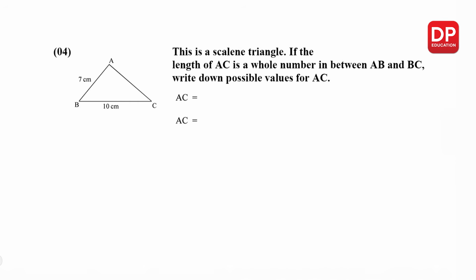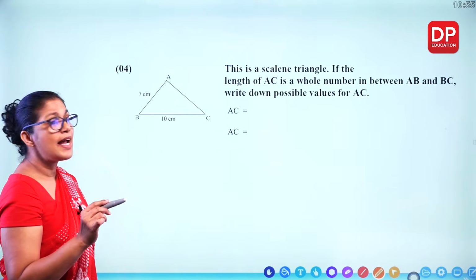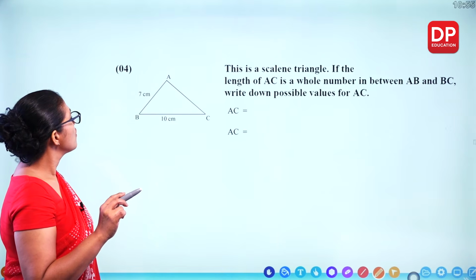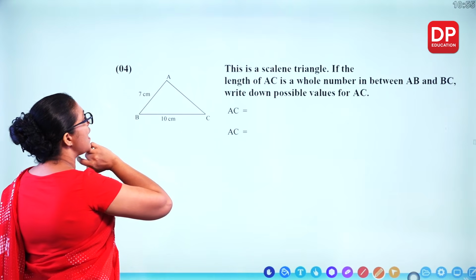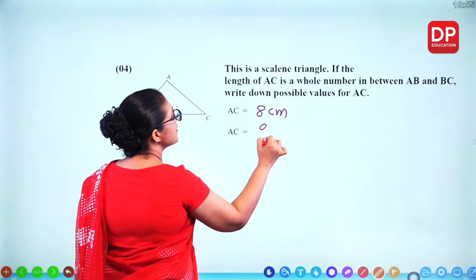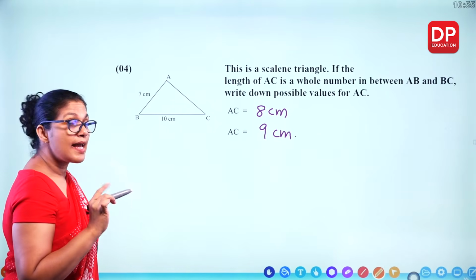If the length of AC is a whole number in between AB and BC, in between 7 and 10, write down possible values for AC. So it can be a different value than 7 and 10. It can be 8 or 9, because this is a scalene triangle.